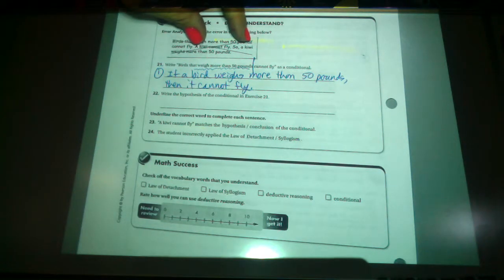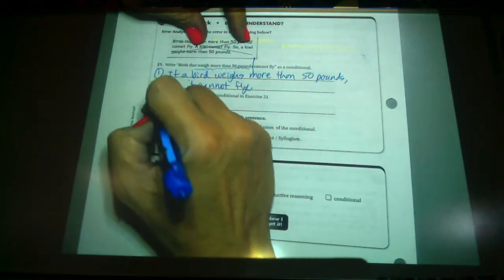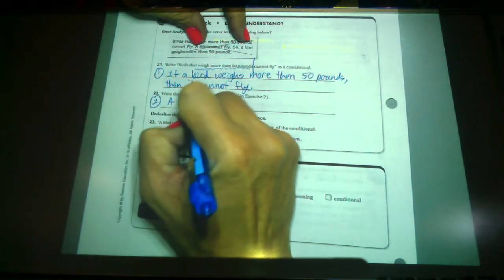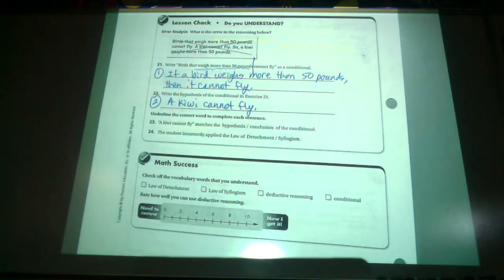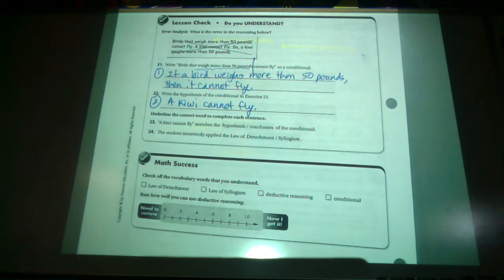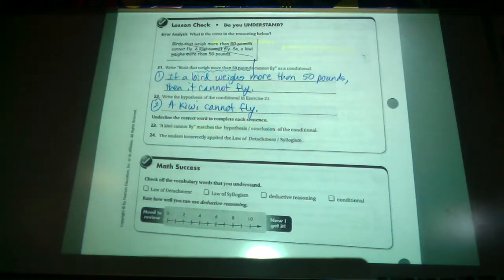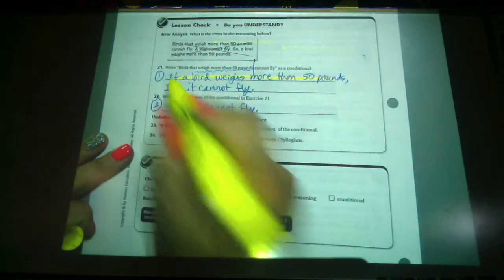Then their second statement was a kiwi cannot fly. What is wrong with that statement? What is this trying to follow, by the way? Law of detachment or law of syllogism? Yeah, that's not a full conditional, right? So Dominic, what's wrong with this? It mirrors the conclusion, right? Isn't it supposed to mirror this right here? If a bird weighs more than 50 pounds, does this talk about the bird weighing 50 pounds? No. So there's the problem.